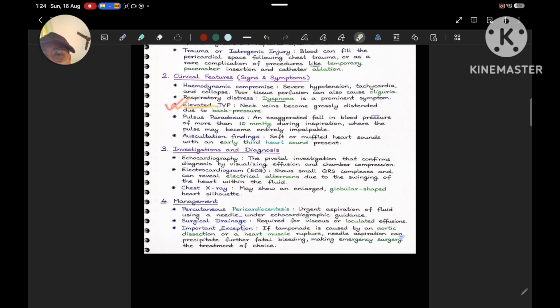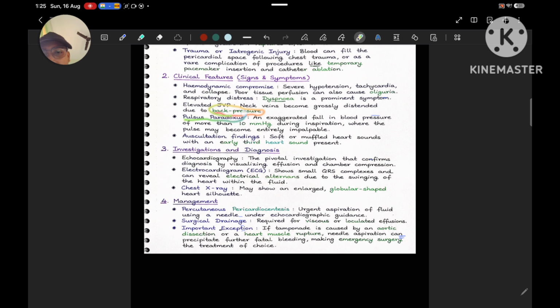You may have a question: why does the elevated jugular venous pressure happen? The jugular venous pressure increases because of the back pressure from the right atrium. As the pericardial effusion, the fluid accumulated in the pericardial sac, puts pressure on the heart chambers, during the systole of the right atrium mainly, a small amount of blood enters the jugular vein also. So this elevates the jugular venous pressure. This is actually a back pressure.